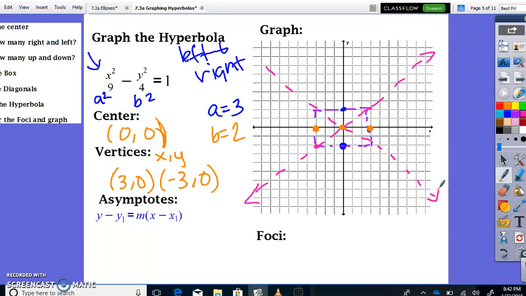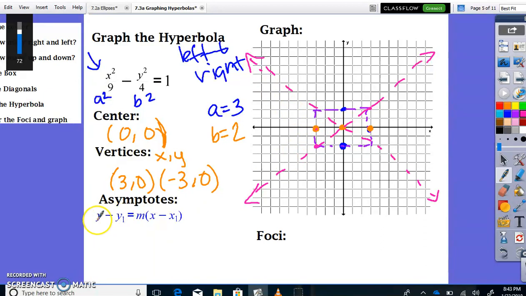And if you remember asymptotes from when we graphed other functions, asymptotes are like invisible lines that the function, or in this case the hyperbola, will get very, very close to but never cross. So these asymptotes will serve as a guide when we're drawing this hyperbola, because the sides of the hyperbola will get really close to those asymptotes, but they'll never cross them.